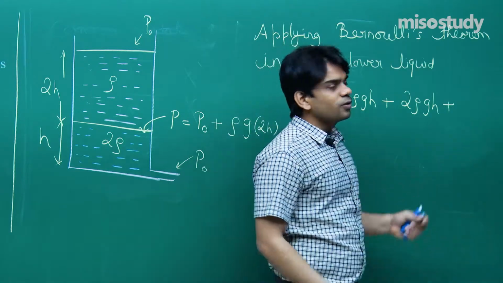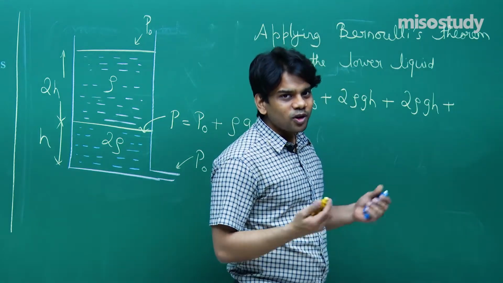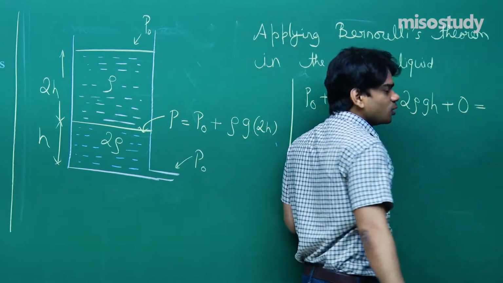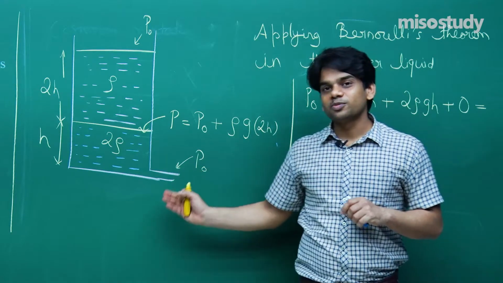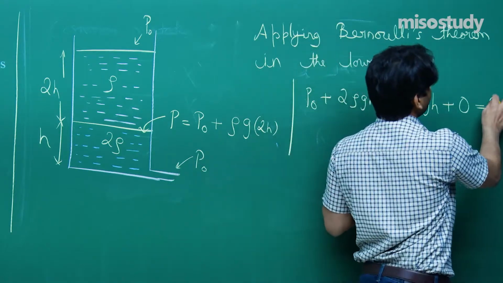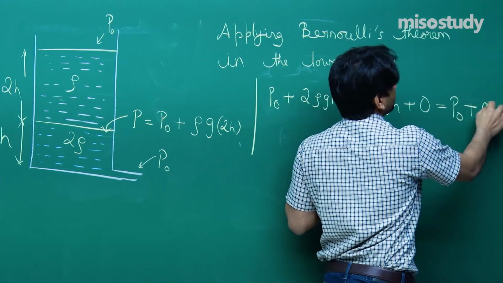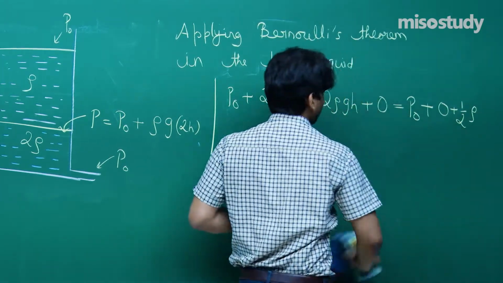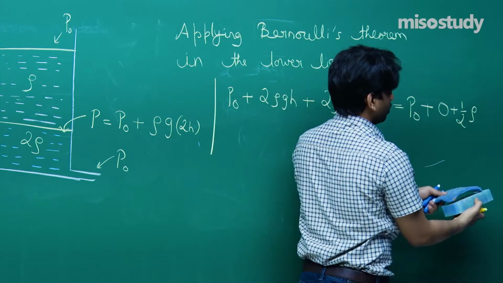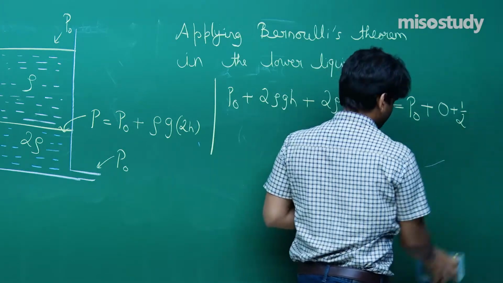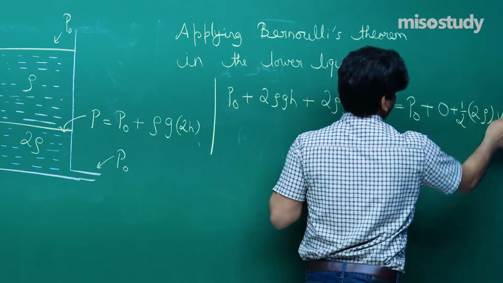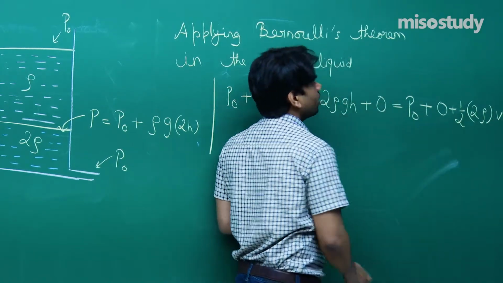Pressure we use, density we use, now half rho v square, because the velocity is 0, so we need not comment on this, that will be 0. This is equal to the pressure at the bottom part, that is P naught. Let's put here P naught plus rho gh is 0 plus half rho, and rho is again 2 rho. It's not only rho, it's 2 rho, half rho v square.